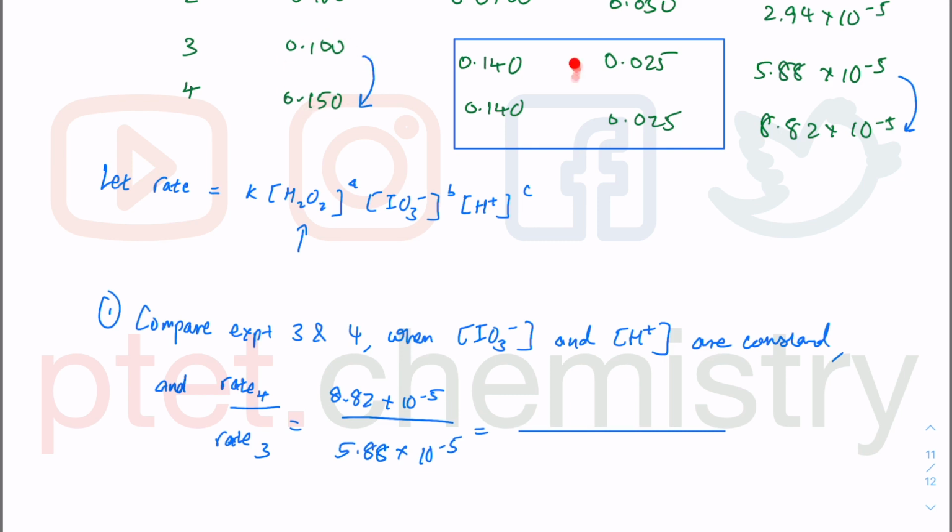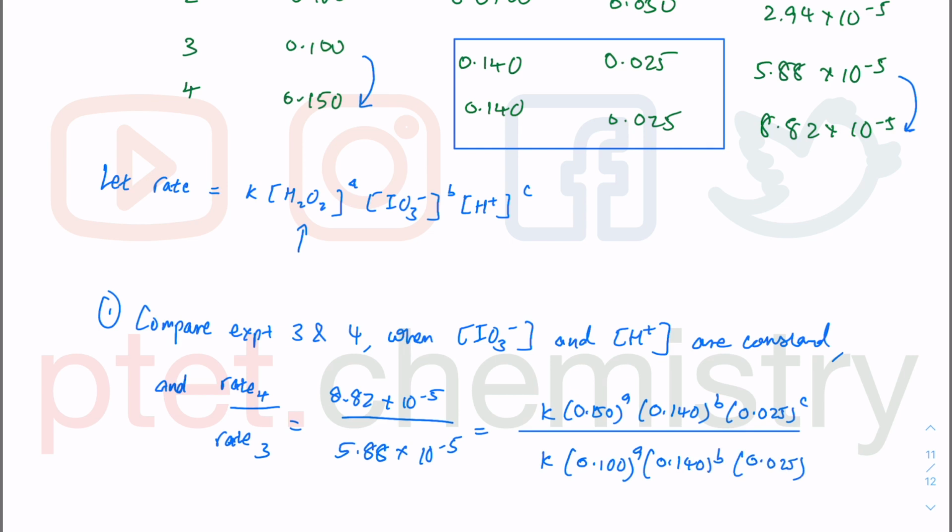Basically what happened there is that you have K, and then you fill in the entry for rate 4, which is this thing. So the concentration is 0.150 to the power of A, and then there is 0.140 to the power of B and 0.025 to the power of C. I wouldn't write it out for all of them, I just want to write the first one so they can see what is going on. So it looks like we have 3 unknowns at the moment, A, B, and C.